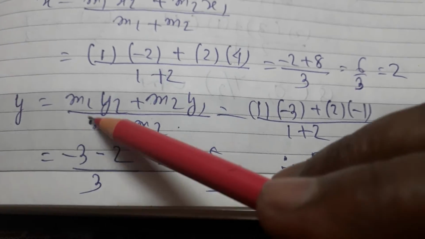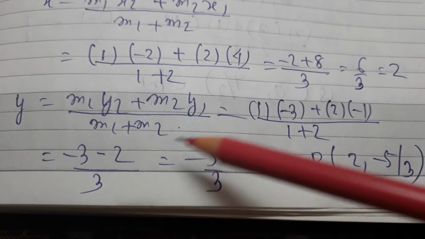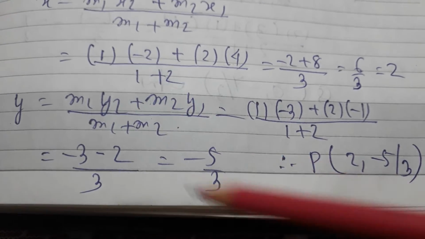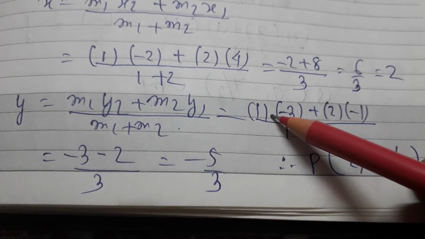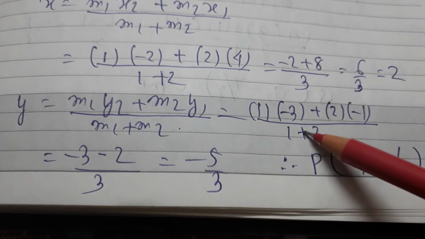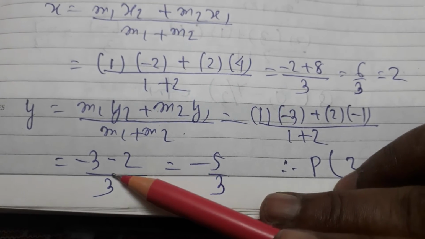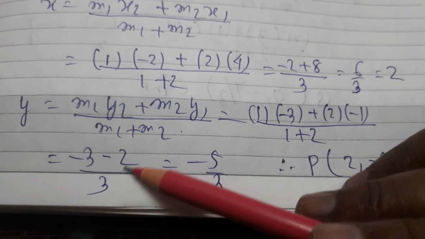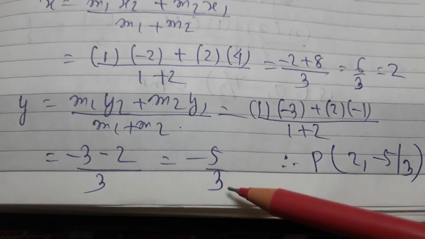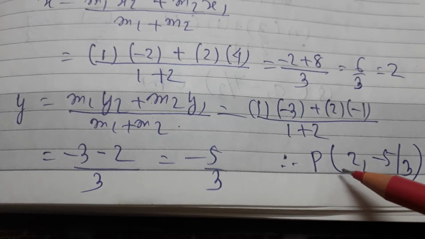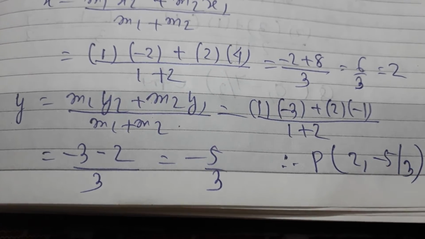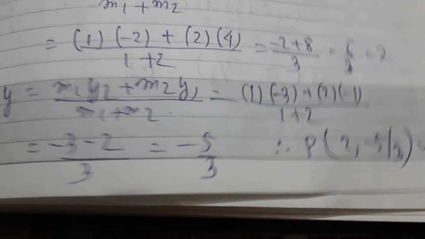And y equals (m1 y2 + m2 y1) by (m1 + m2). And all the values you write within the brackets, and get (-3 + -2) by 3, that is -5 by 3. So the coordinate of the point P is (2, -5/3).